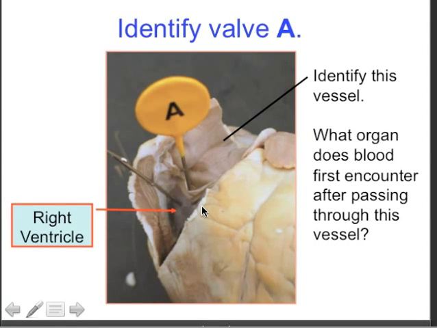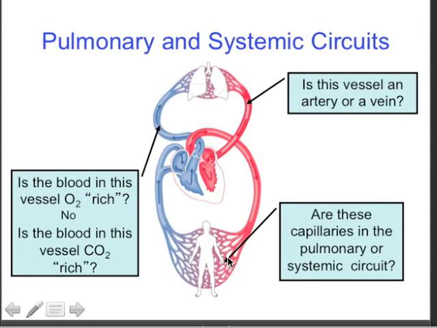Next question, identify this vessel, and what organ does blood first encounter after passing through it? Well, this vessel is the pulmonary trunk, and the valve is the pulmonary semilunar valve, and the organ that blood encounters after passing through this vessel is the lungs. Okay, how can we tell? We can tell because this is indicating the right ventricle. Remember, the doorway out of the right ventricle is the pulmonary trunk.